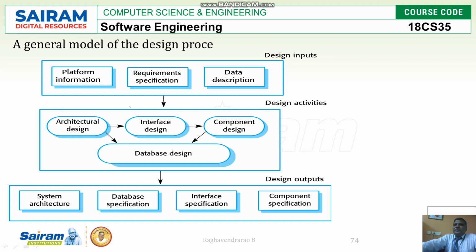Now here you see that in the design inputs you will have platform information, requirement specification, and data description. All are inputs only here. Which platform it should run on, what the requirements are, what data it should take. These things are the input for this activity.